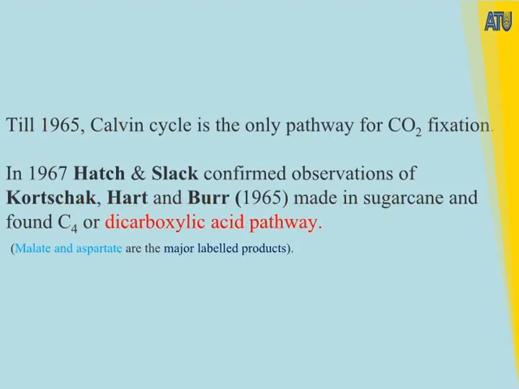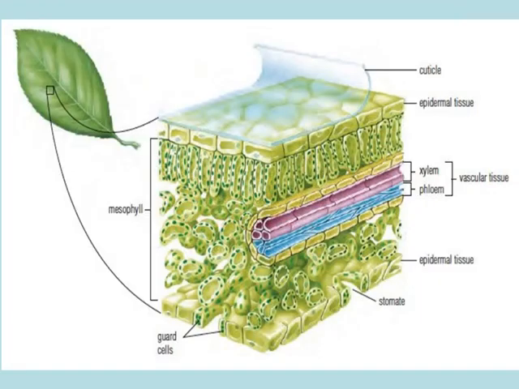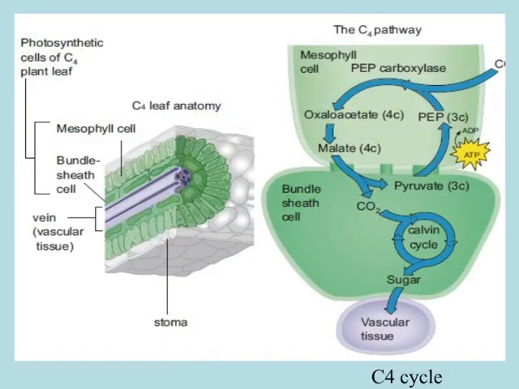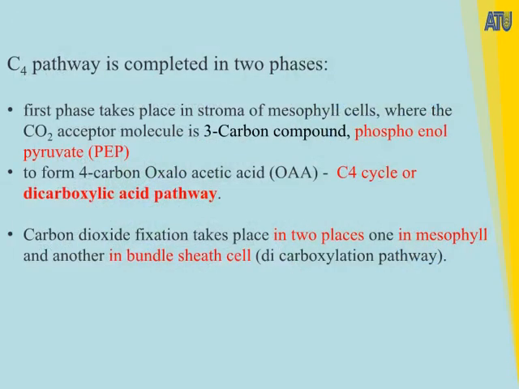In 1967, Hatch and Slack confirmed observations of Kortschak, Hart and Burr, 1965, made in sugarcane, and found the C4 or dicarboxylic acid pathway. Malate and aspartate are the major labeled products. The C4 pathway is completed in 2 phases.